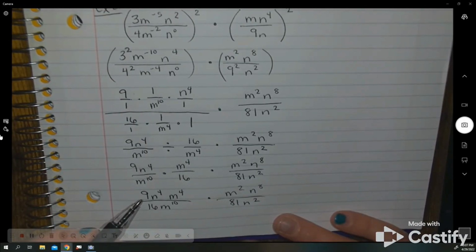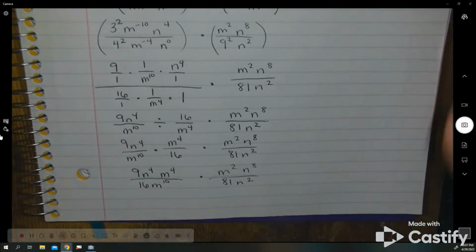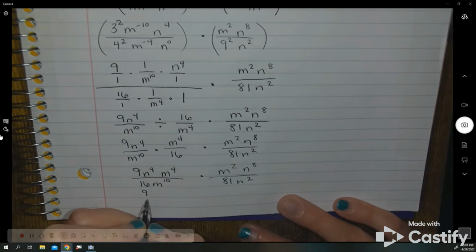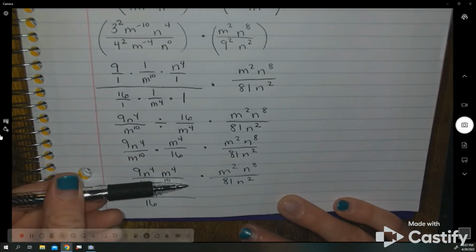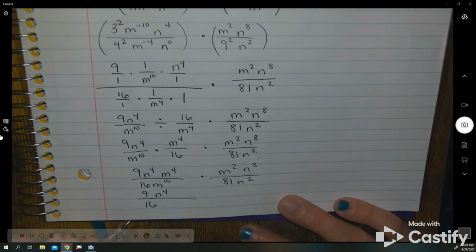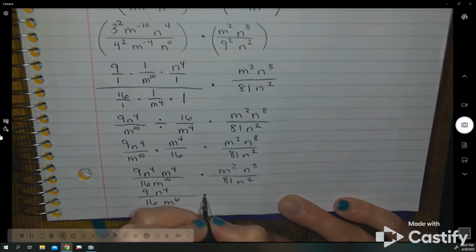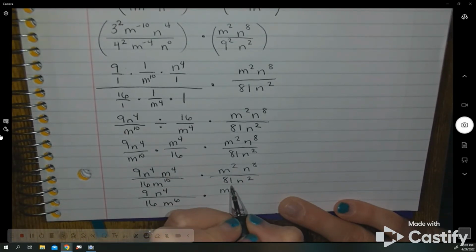Okay, so for example, here 9 and 16, I can't cancel anything with those because they don't have any common factors, but if they did, I could do some reducing as if they were a fraction on their own. And n does not have any matches on the bottom, so I'm just going to leave that as n to the fourth. But if we look here, we have m to the fourth and m to the 10th. And if we think about it, there's 4 m's on the top and 10 m's on the bottom. So 4 of the m's on the bottom will cancel, leaving us with 6 m's. So m to the 6th now. Here we only have m's on the top, m squared.